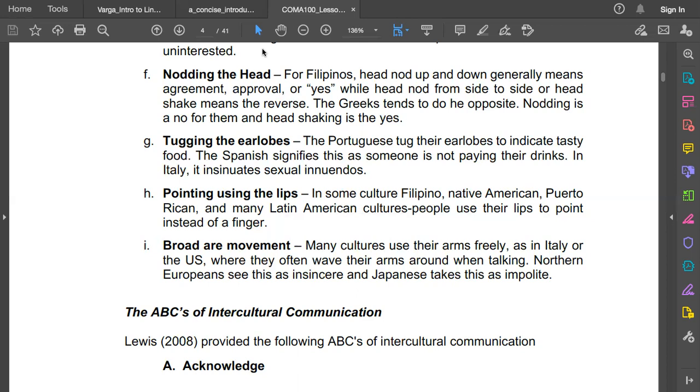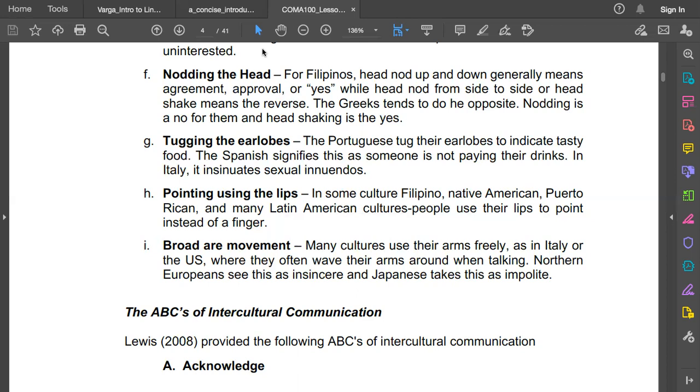Right? Next, pointing using the lips. This is not only used by Filipinos. We all know that when we do this, we point using the lips instead of the finger. It's not just us. Native Americans, Puerto Ricans, and some Latin American people also use this. Next, broad arm movement, so you're widening your arms. For Italians and the US of A, it's okay to use this gesture.